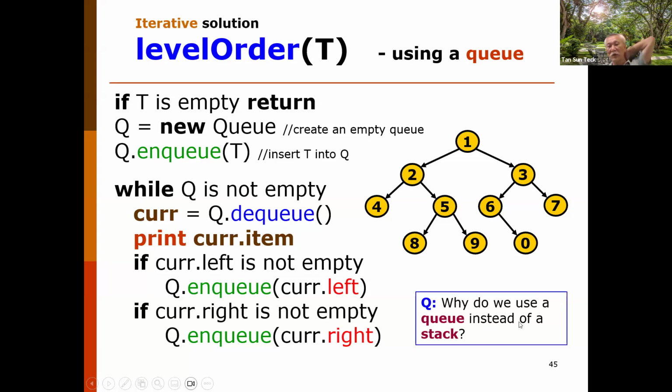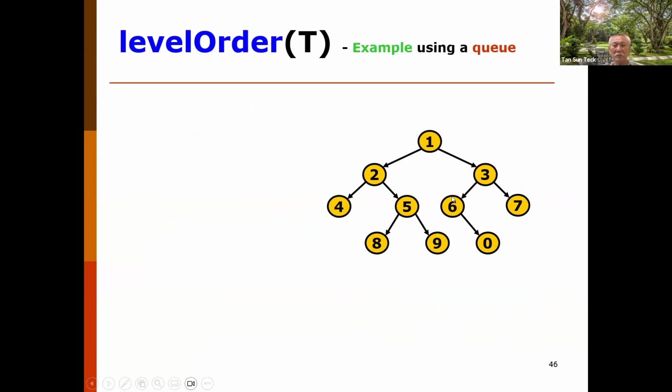So why do you use a queue instead of a stack? Because you need first in, first out. You can see that this one has two children. I need to make sure that two goes out first before three, and that is a natural way to achieve it using a queue. So for level traversal, you want to use a queue.